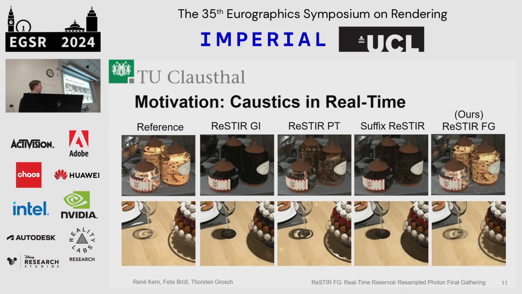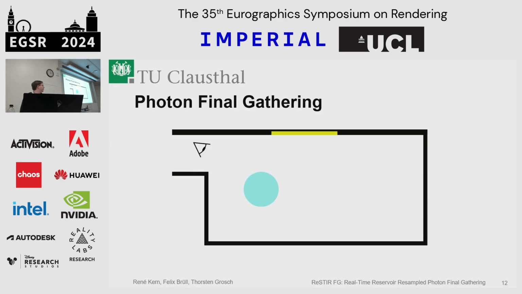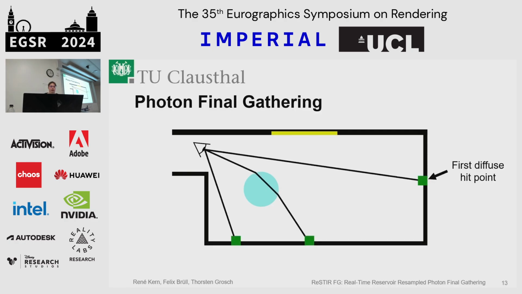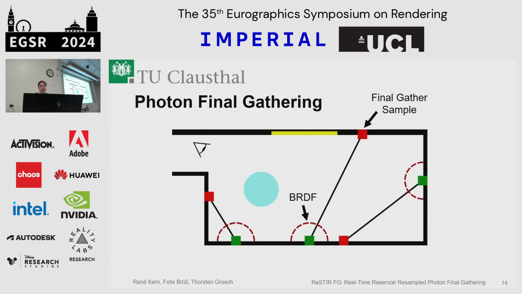And the work I will introduce now, or the algorithm, is actually able to render these caustics with 1 sample per pixel. So for this, I will first introduce an optimized version of photon final gathering. So we start by generating a ray from our camera and tracing that one until the first diffuse hit point. And from this point, we will distribute our samples using importance sampling. And these final gather samples are then used to collect the photons later on.